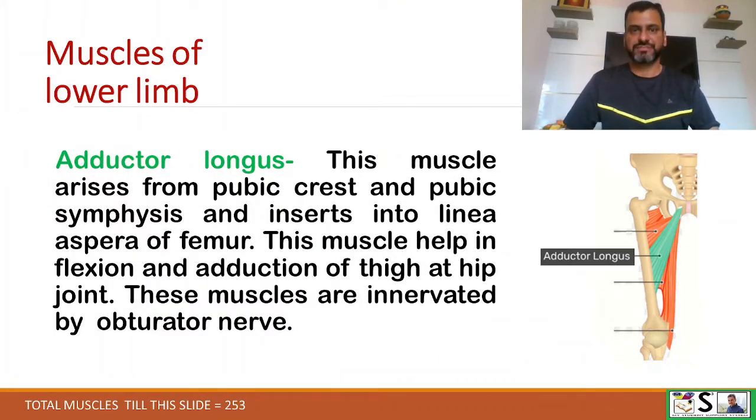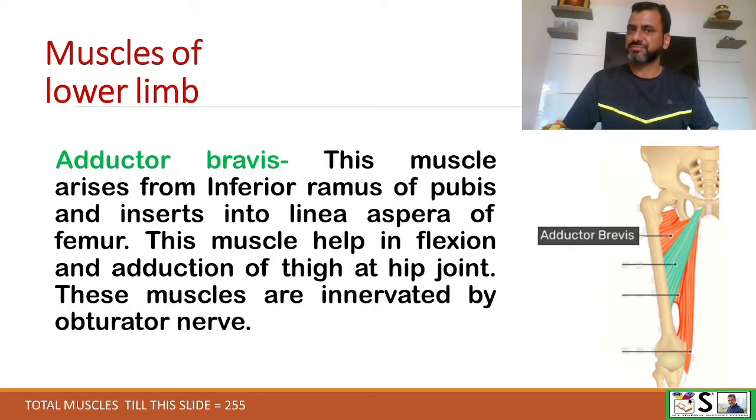Adductor longus. This muscle arises from pubic crest and pubic symphysis and inserts into linea aspera of femur. This muscle helps in flexion and adduction of thigh at hip joint. These muscles are innervated by obturator nerve.